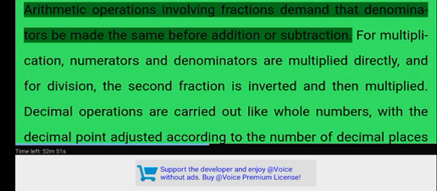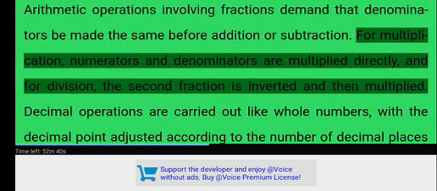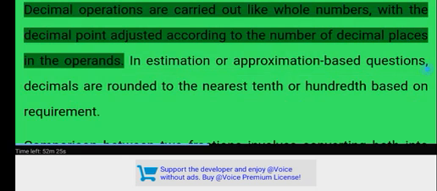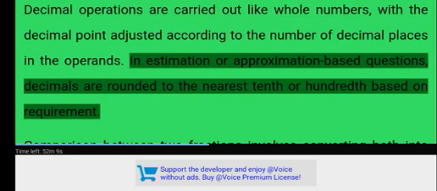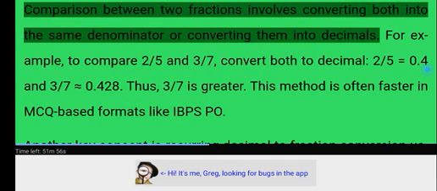Arithmetic operations involving fractions demand that denominators be made the same before addition or subtraction. For multiplication, numerators and denominators are multiplied directly, and for division, the second fraction is inverted and then multiplied. Decimal operations are carried out like whole numbers, with the decimal point adjusted according to the number of decimal places in the operands. In estimation or approximation-based questions, decimals are rounded to the nearest tenth or hundredth based on requirement.